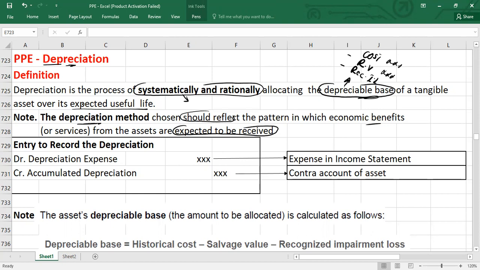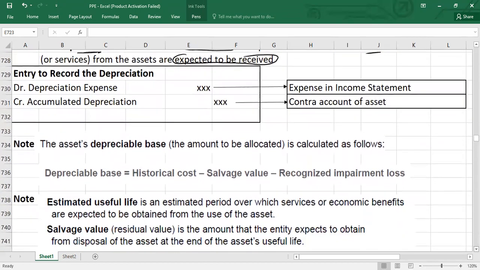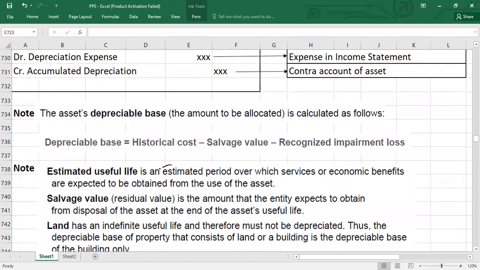Now the point is, what is the asset useful life? Here we have a few definitions. Asset useful life is the estimated period over which the services or the economic benefit are expected to be obtained from the use of the asset. Maybe if you have purchased a car and you are expecting that you will use this car for 5 years and you will get the benefits, it means the useful life of this car is 5 years for you.